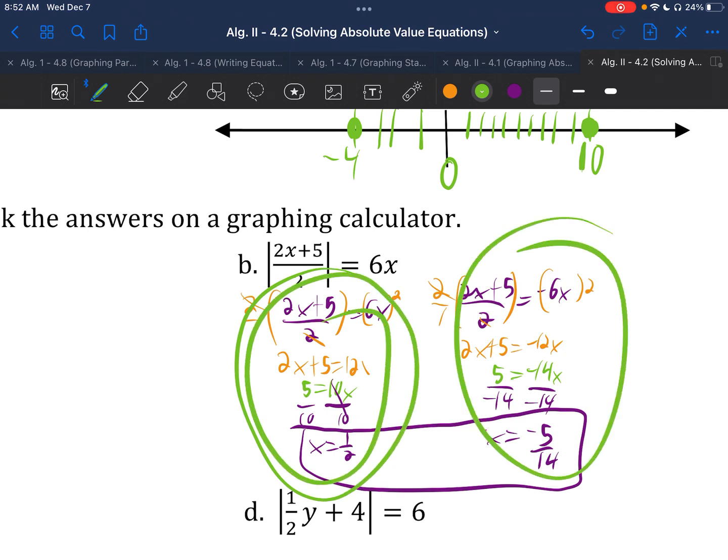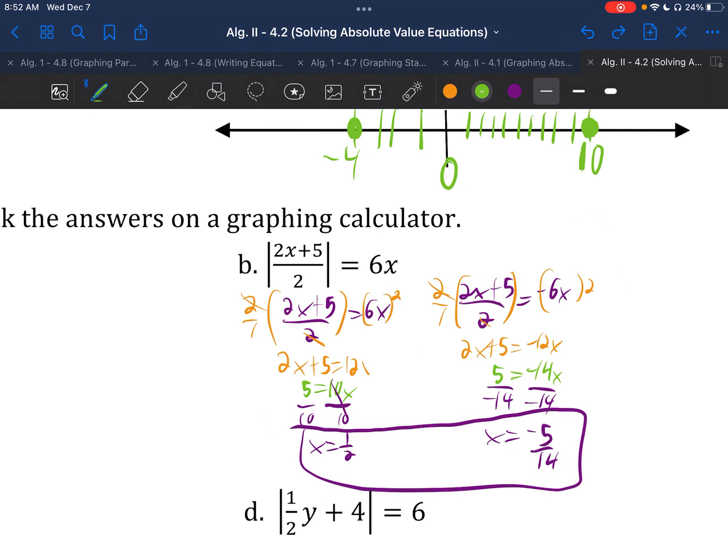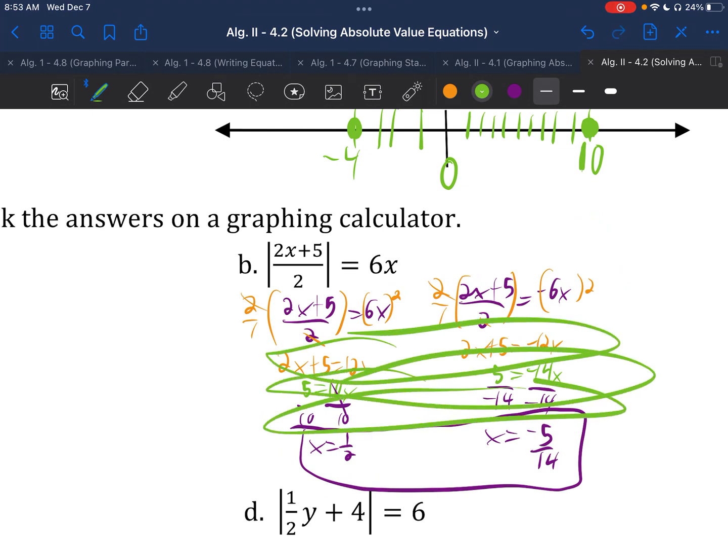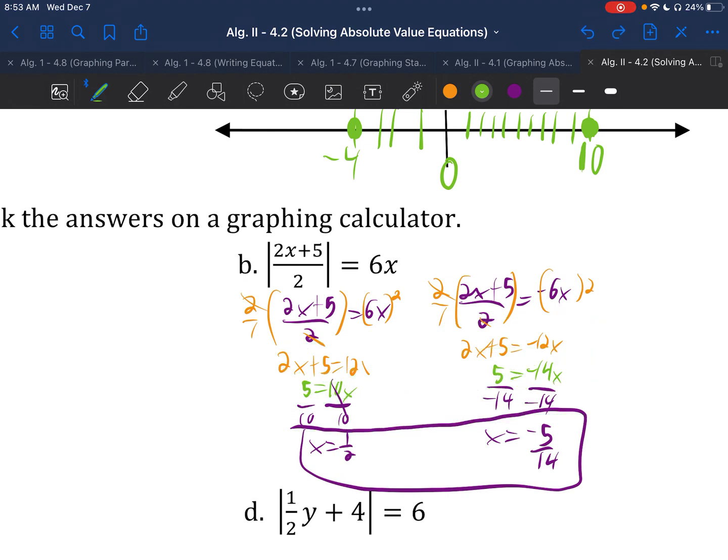Now, if it makes more sense to you to finish solving one equation and then solve the other one, go ahead. If it makes more sense to you to kind of solve an orange step for both, green step for both, purple for both, then do it that way. Really, whatever makes the most sense for you is what I want you to do.